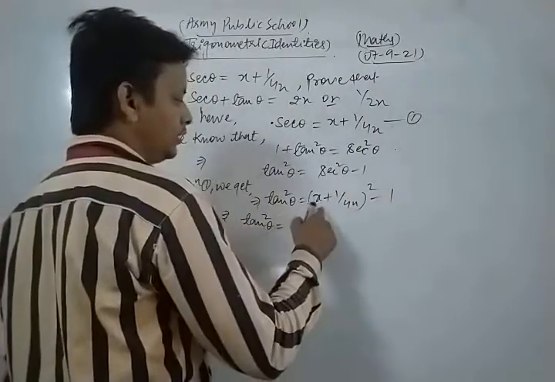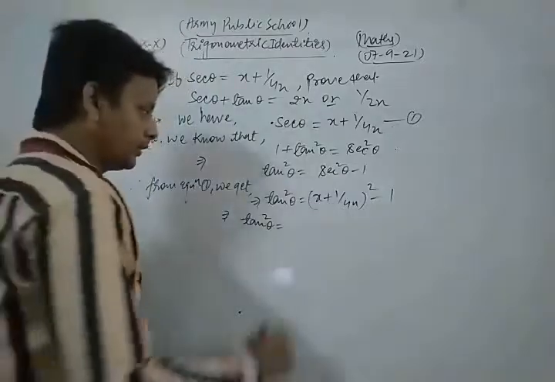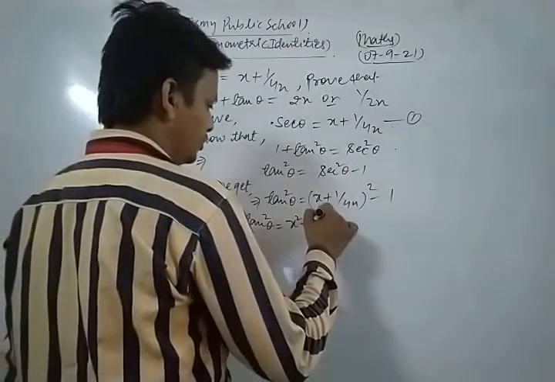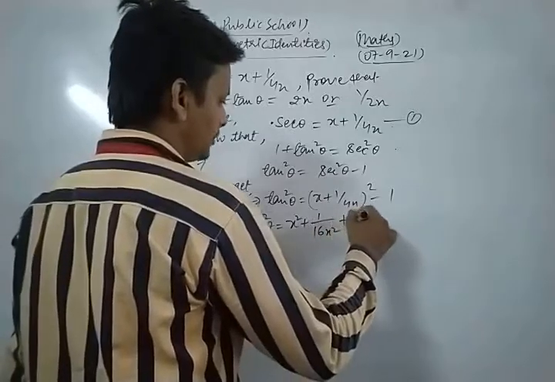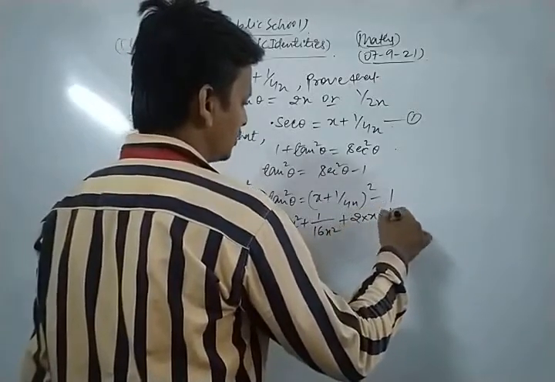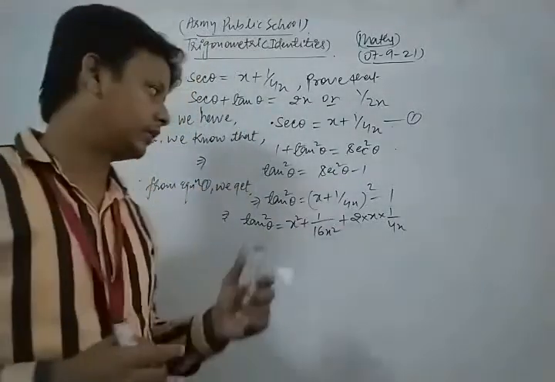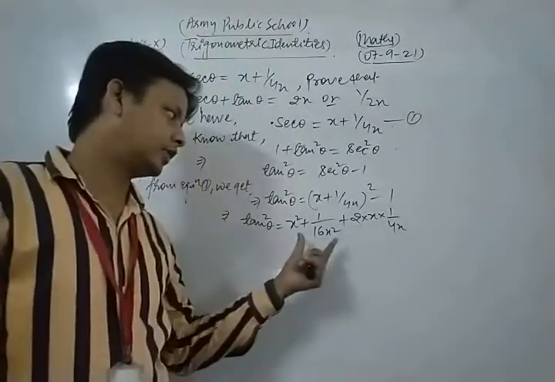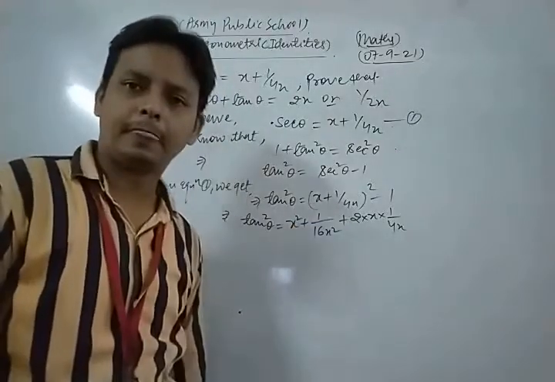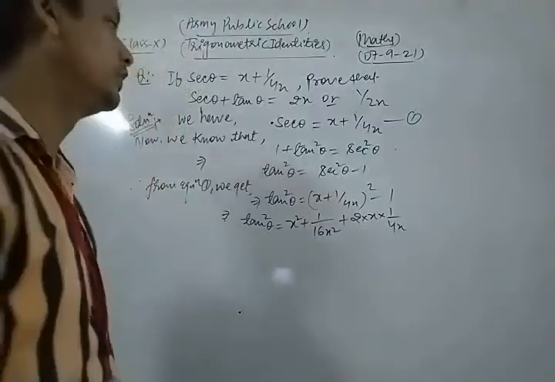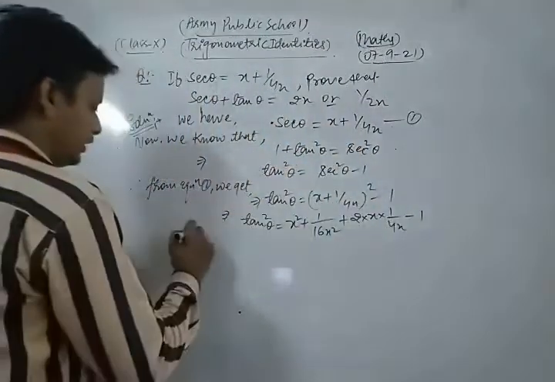So we get tan square theta is equal to, here we apply the formula a plus b whole square. So a square plus b square means x square plus 1 upon 16x square, plus 2ab means 2 into x into 1 upon 4x. Okay, so this is the formula. We apply the formula a square plus b square plus 2 into a into b, and minus 1, as it is.